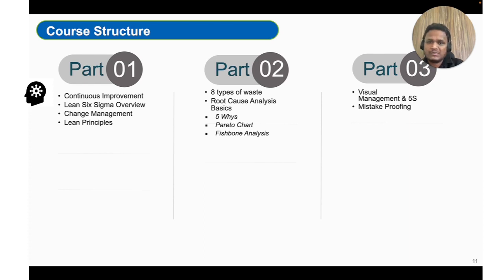In part 2, we will dive deep into different types of waste. Waste is nothing but anything that is of non-value add. So there are 8 different types of waste, which starts with defects, overproduction, waiting, non-value added processing, transportation, inventory, motion, and employee underutilization.